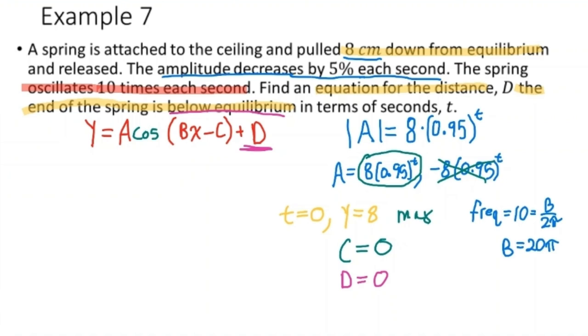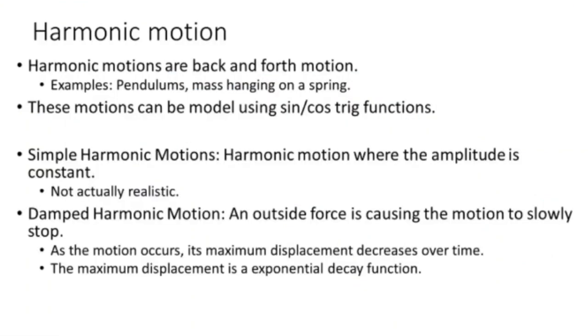Now that we have a, b, c, and d, we can write our model. So our distance d of t can be modeled by the equation a, which is 8 times 0.95 to the t, times cosine, our choice of trig function, of 20 pi t, and thanks to c and d being 0, there is our model.